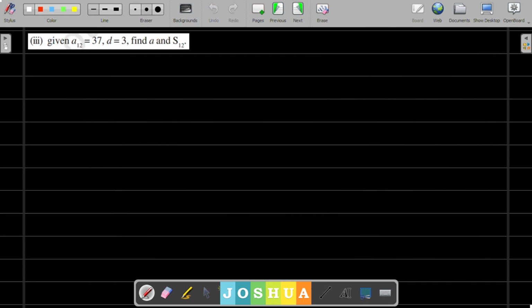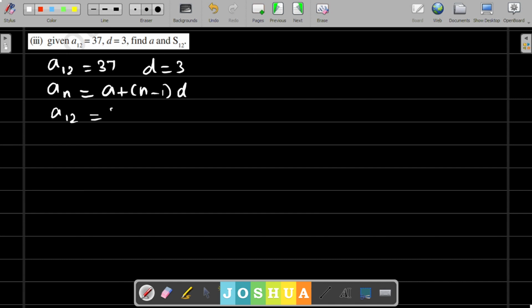Now move on to the third question. A12 is equal to 37, and d is equal to 3 given. What I have to find is a and S12. So, very simple one. We know the formula an is equal to a plus n minus 1 times d, and as per the question they give the value of a12, that is equal to 37. That indirectly says n is equal to 12. So a12 is equal to a plus 12 minus 1 times d.